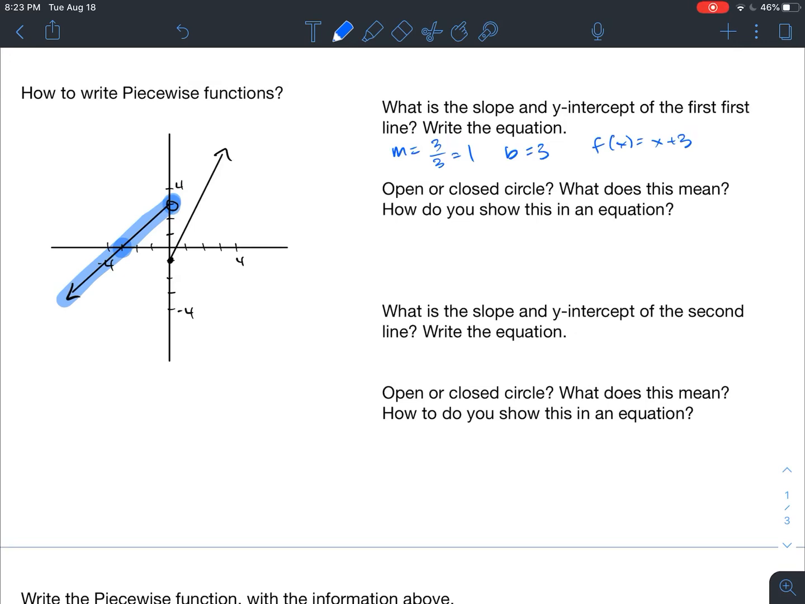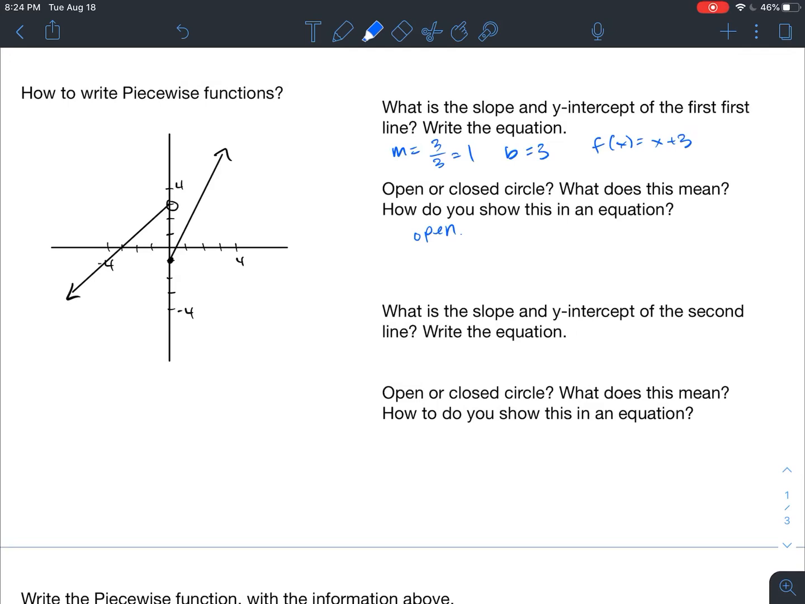Now, do we have an open or a closed circle? We have an open circle right there. And what does this mean? We talked about it more in the last video. But what that means is that the value of 3 right here will not be included in our set, because when x is 0, it will equal -1 down here, not 3 up here.